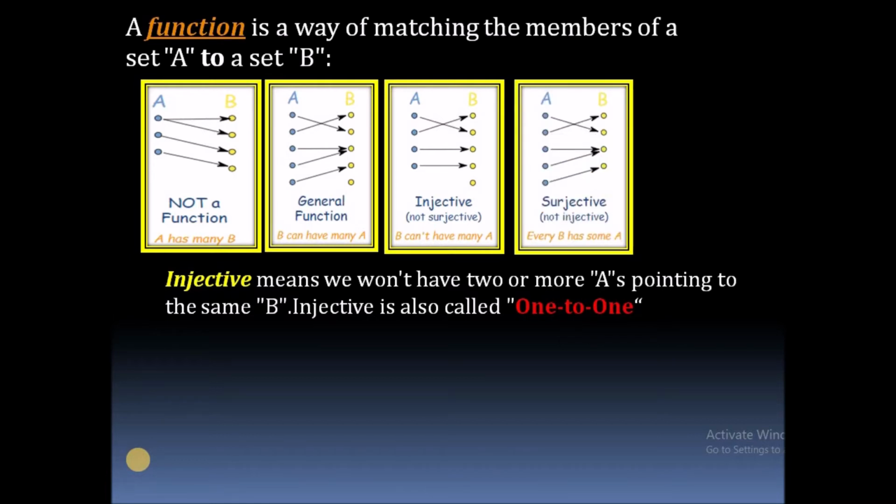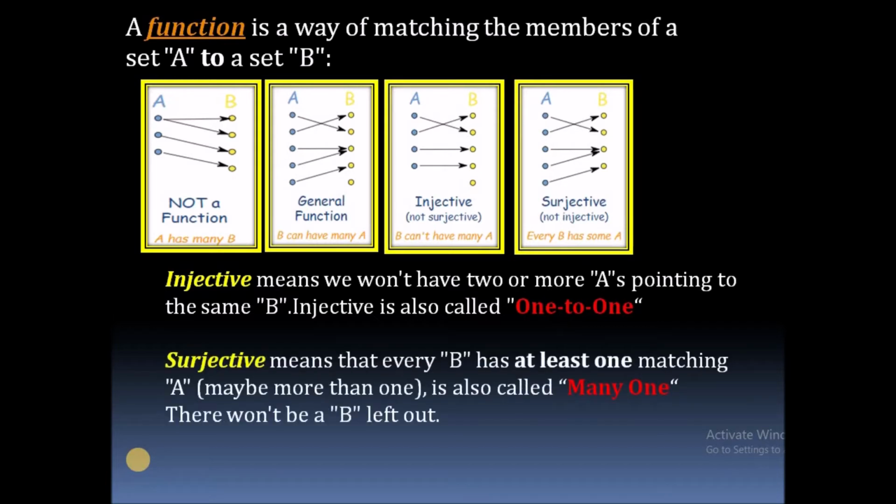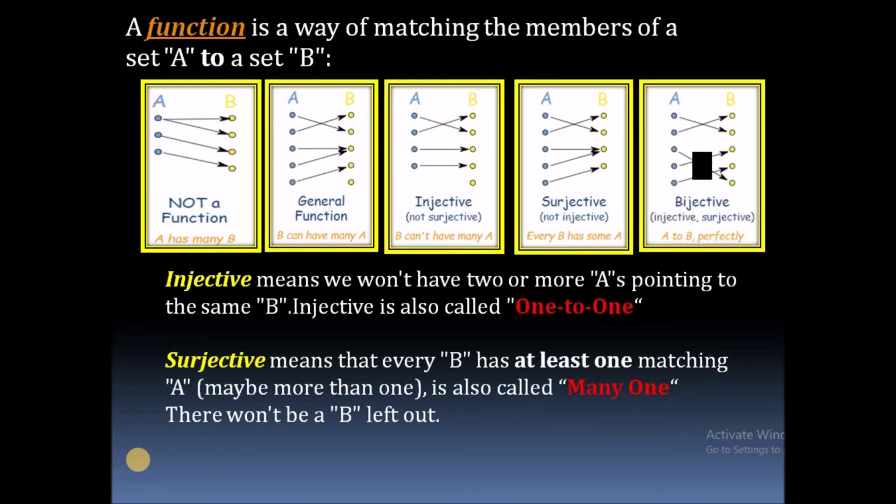Here every B has some A. Surjective means that B has at least one matching A, maybe more than one, is called many one. There won't be a B left out. Last one is bijective. Bijective means both injective and surjective together.